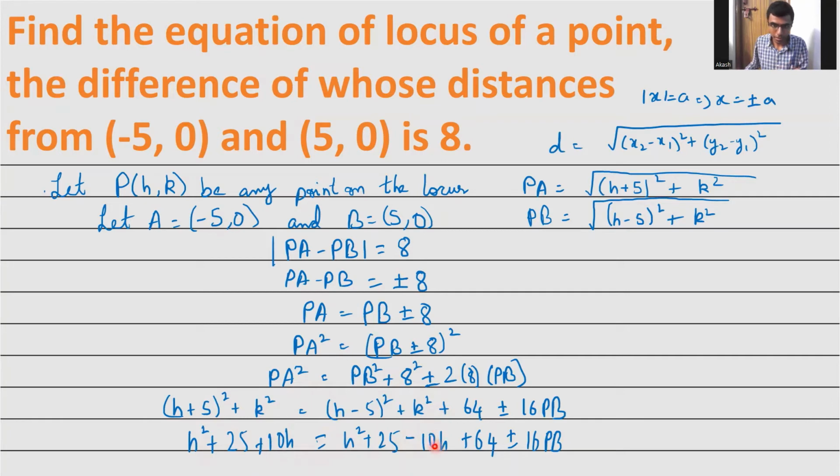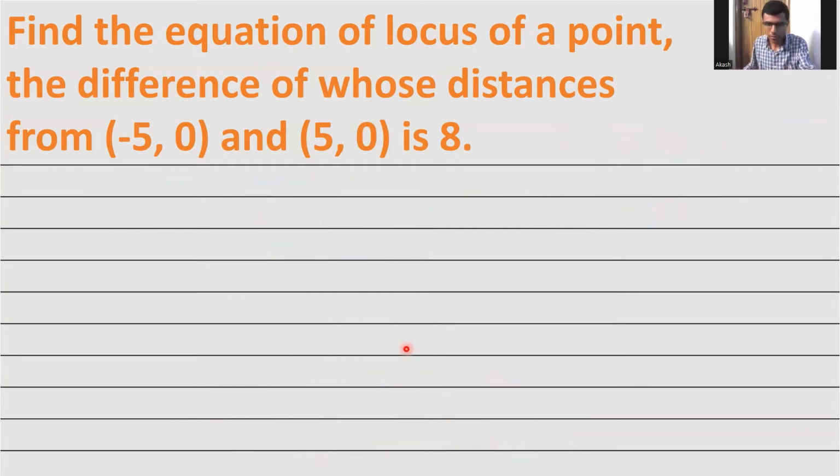See guys, don't cancel this 10h and 10h also, because here it is plus 10h and on the other side there is minus 10h. Don't commit this mistake. So I'm going to next page. So I'd write 10h is equal to minus 10h plus 64 plus or minus 16 PB.